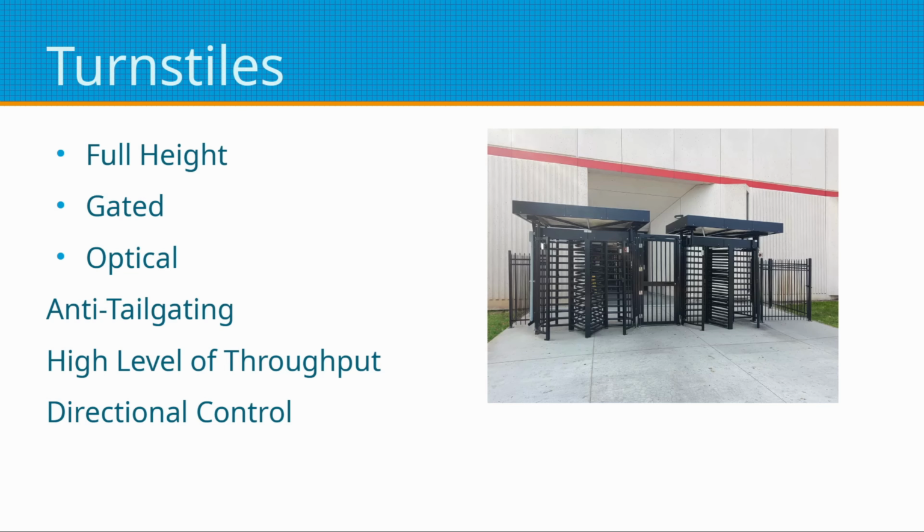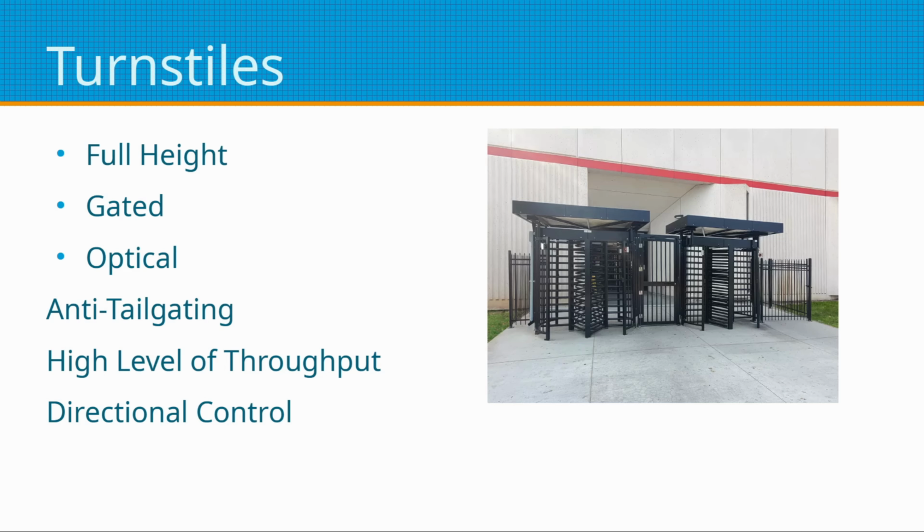Another way to control who even gets to our building is by using turnstiles. And there's a few different types of turnstiles. In this picture, you see the full height turnstiles. And here, they only swing one way. And so this is good because it gives us some directional control. We can make these so that you can only swing them and go in, or we can make them so they can only go out.